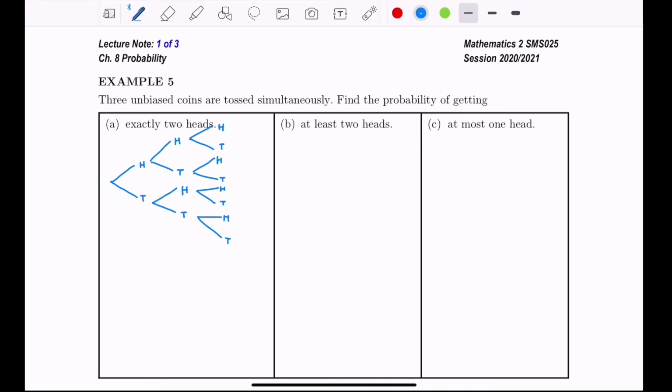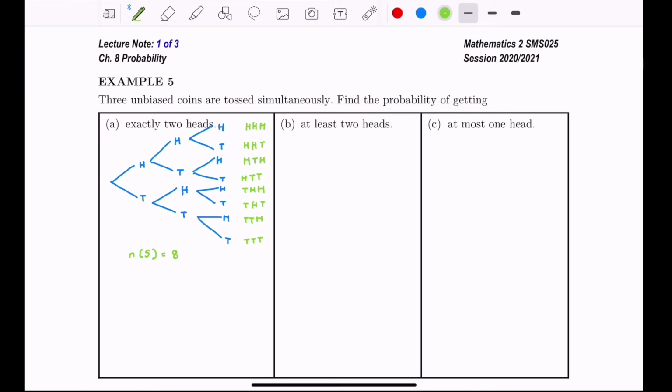Okay, so sekarang ni kita nak cari probability of getting exactly 2 heads. Semua sekali kita akan ada outcomes: Head, head, head. Head, head, tail. Head, tail, head. Head, tail, tail. Tail, head, head. Tail, head, tail. Tail, tail, head. Tail, tail, tail. So kalau kita kira 1, 2, 3, 4, 5, 6, 7, 8. Ada 8 outcomes altogether. So number of sample space, number of all possible outcomes adalah 8.